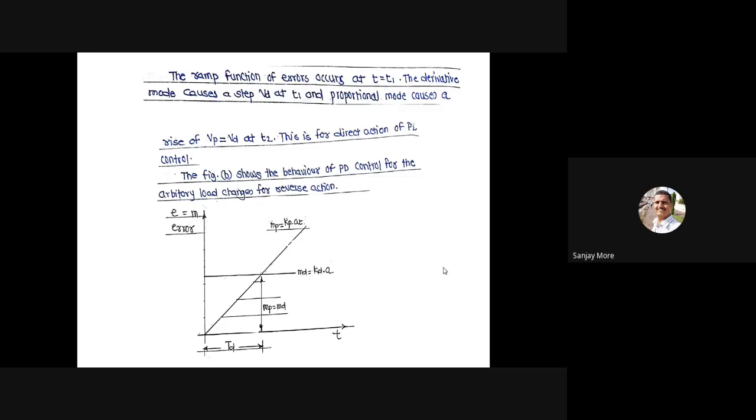Here the graph displays error versus time, for the behavior of PD control for the arbitrary load changes of this reverse action.